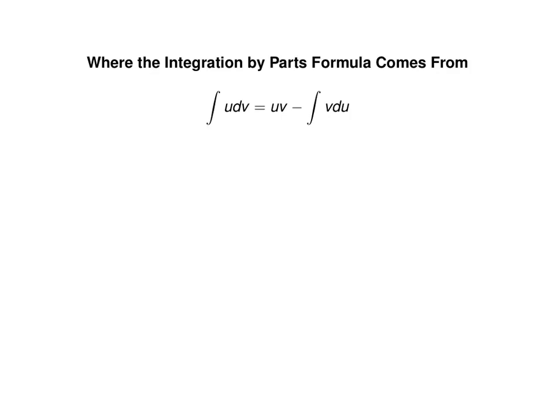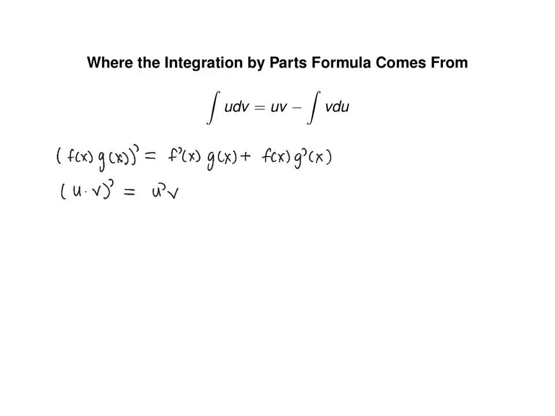Okay, so this formula comes from the product rule. So first, let's start by remembering what the product rule says. The product rule says that f of x times g of x, if you take its derivative, is f prime of x times g plus f of x times g prime. And for some reason, this rule is almost always written with u's and v's and du's and dv's. So instead of f and g, I'm just going to use u and v. So I have that the derivative of u times v is u prime v plus u v prime.